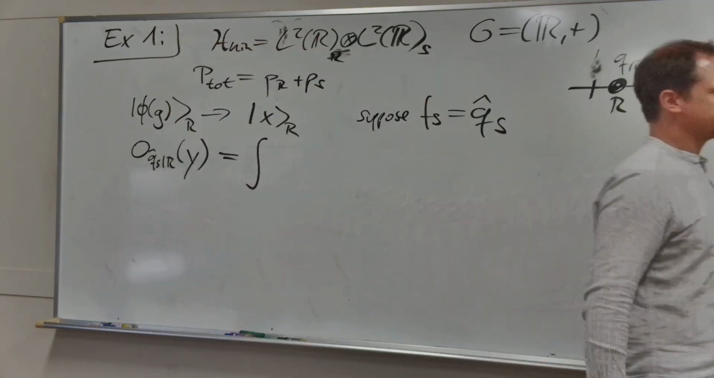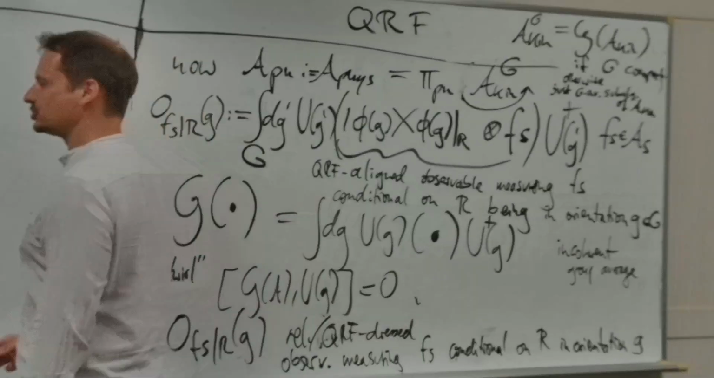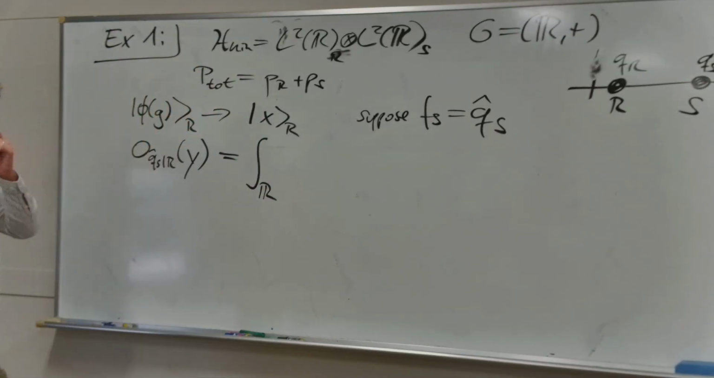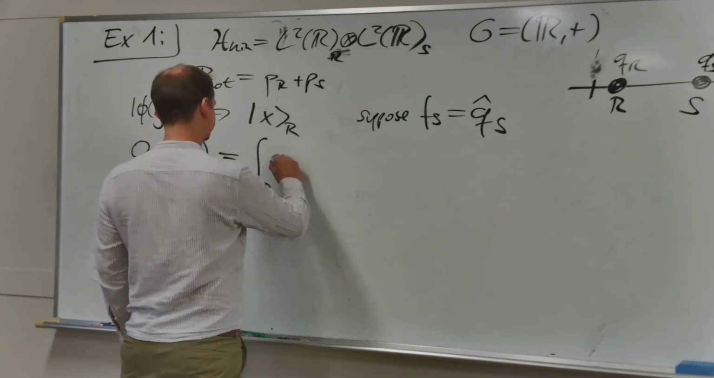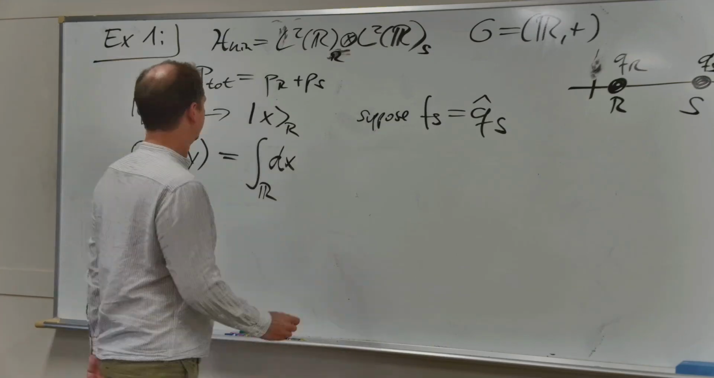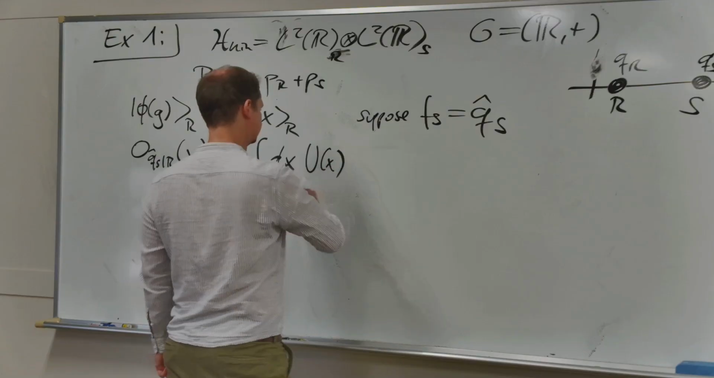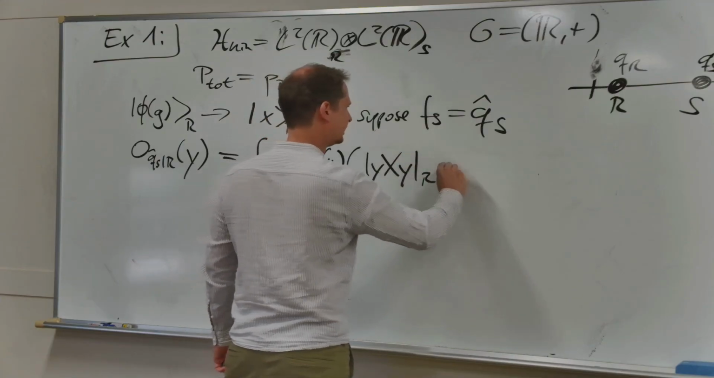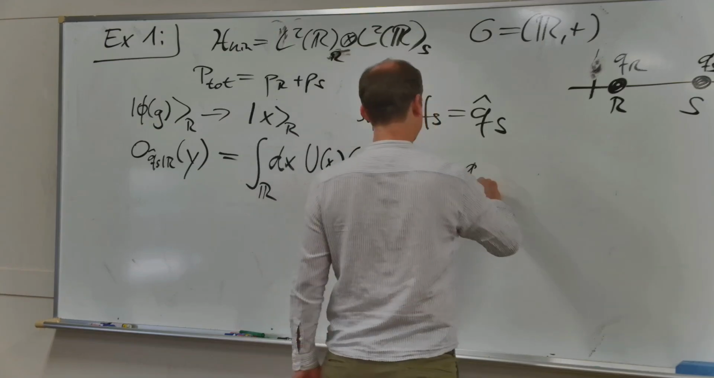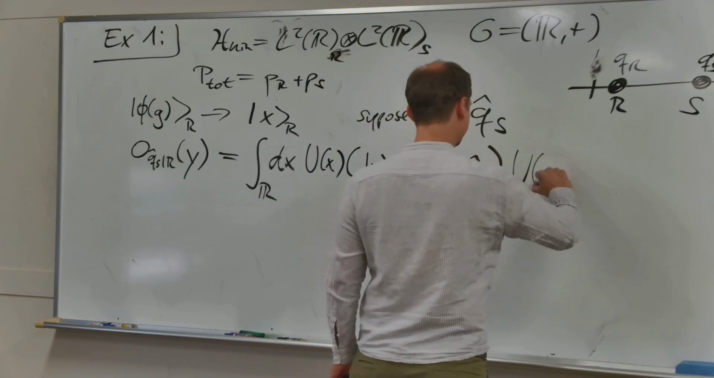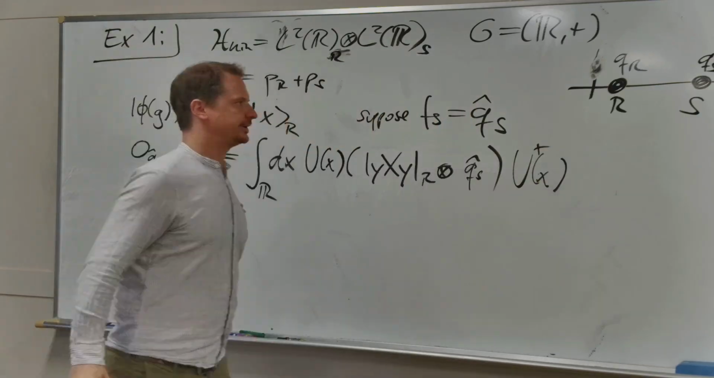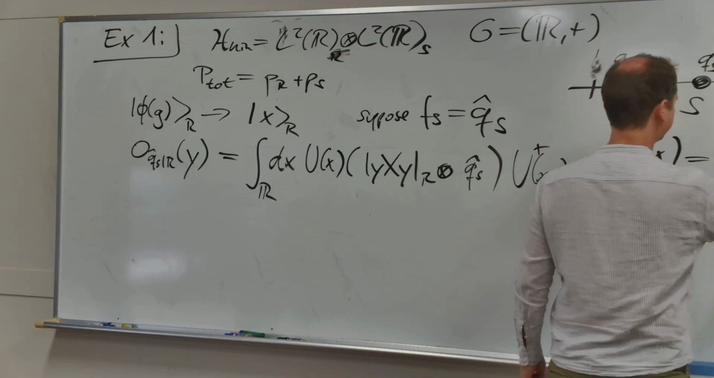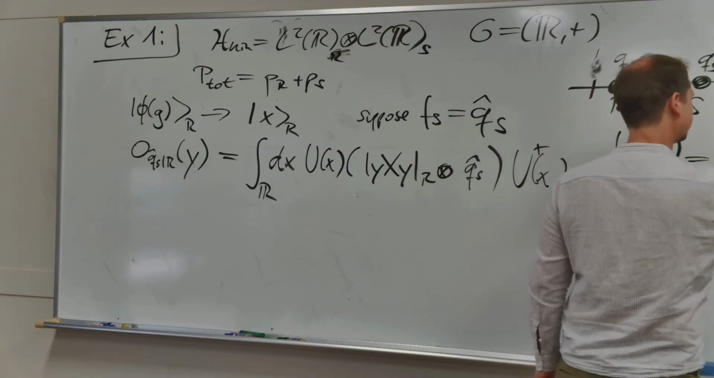So yeah, I hope it's clear here. I always omitted the G there, but the integration is over all of G. So in this case, we're going to integrate over all of R. And so let's call it dx, U of x, then we have Y, R, and then we have this QS here. And then we also have a U of x dagger. And U of x is just e to the i x P total.